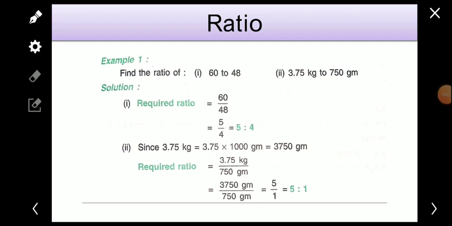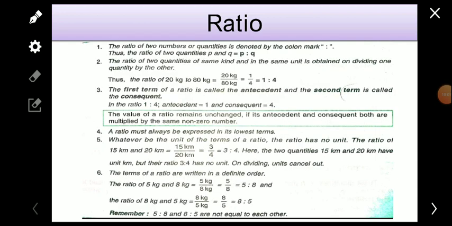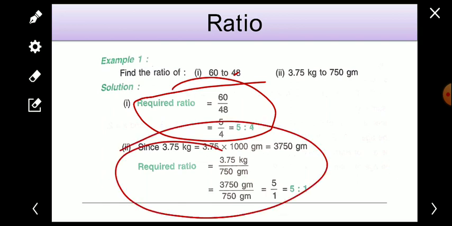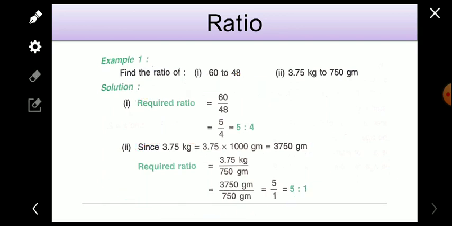Now a few examples are there. We have already seen many examples in this. So for these examples, you will pause the video, write the question and try to find the ratio yourself. Then you will match the answer. Got it? It is very simple, you can find the ratio.